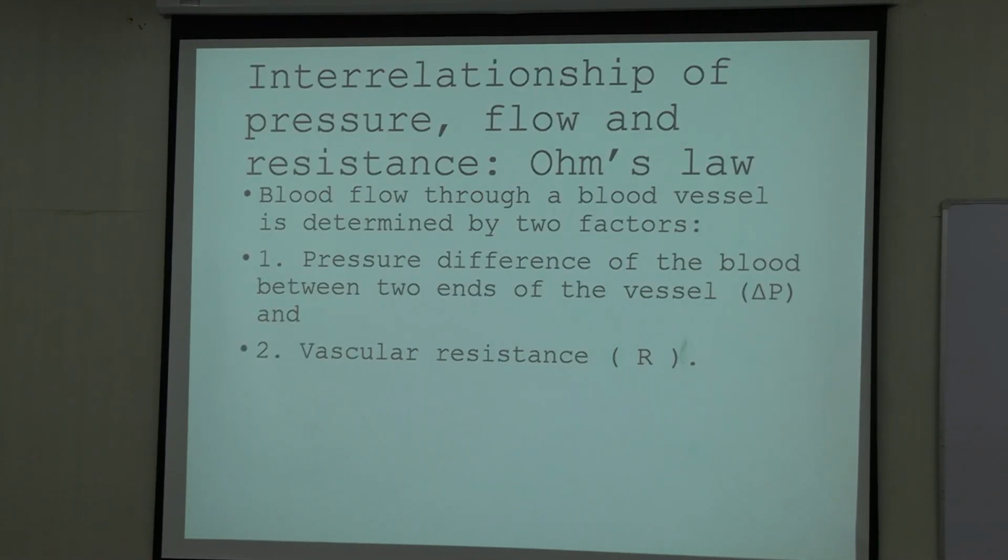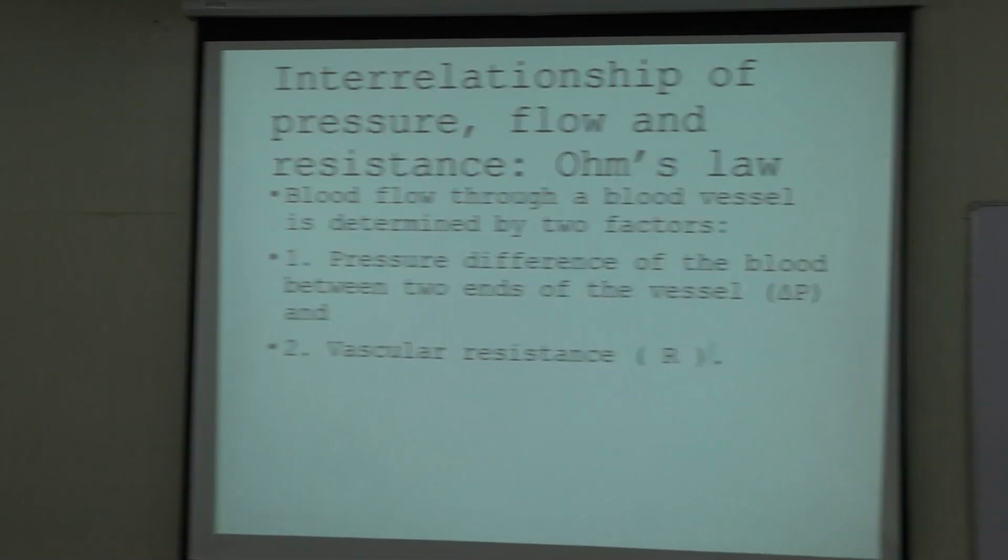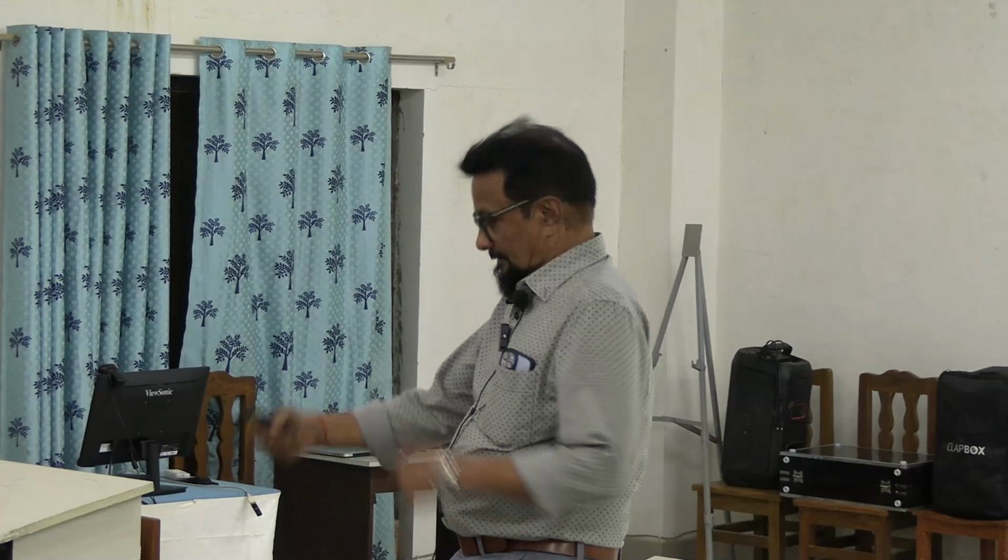Before I start this, one thing you must remember: the main objective of the cardiovascular system is to supply blood to the tissues. Why? To supply nutrients, hormones and other required substances necessary for the cells, and also to carry away the wastes produced in the cells. So this is the main purpose, and this will be done through the blood. Blood will do these functions.